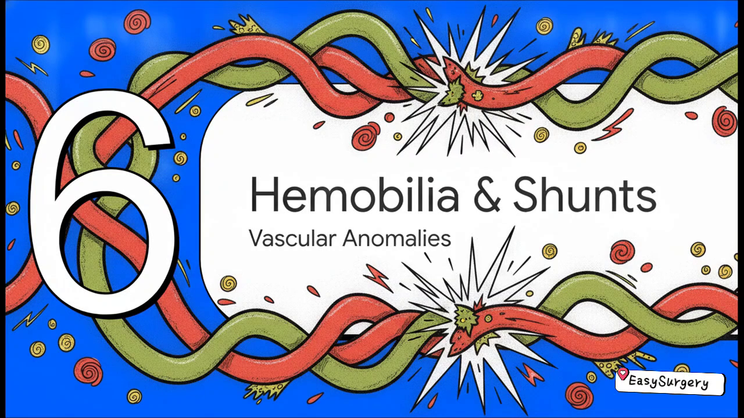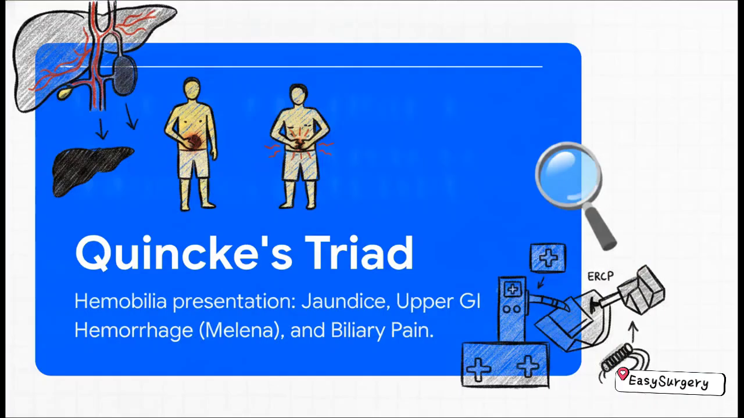Let's see what happens when the biliary tree violently collides with the vascular system. Have you ever heard of Quincke's triad? It's a classic. It's the defining clinical presentation of hemobilia, which is literally arterial blood pumping straight into the biliary tree. The patient is going to present with jaundice, a sudden upper GI hemorrhage, which usually shows up as melena, and intense biliary pain. It's very often iatrogenic, happening right after an ERCP or some kind of liver trauma.